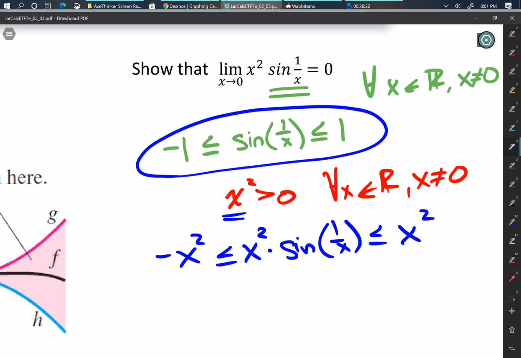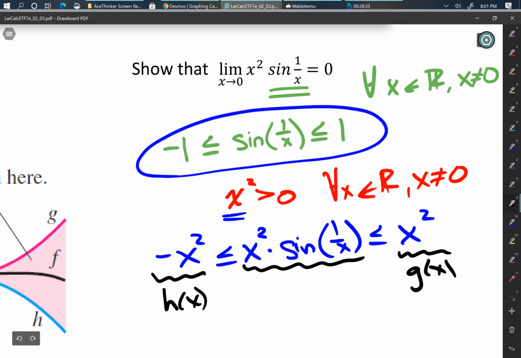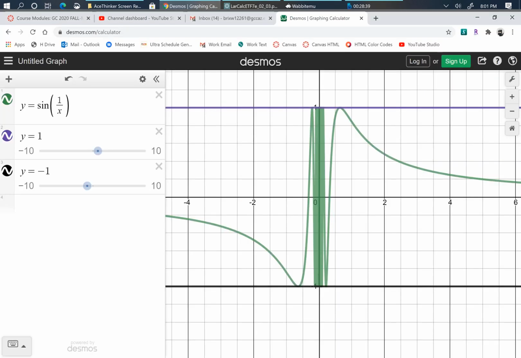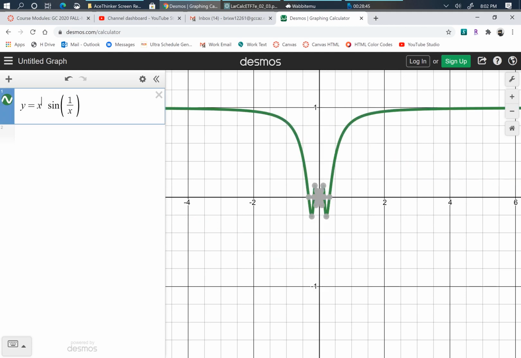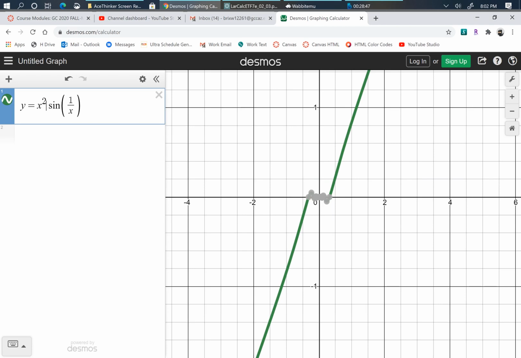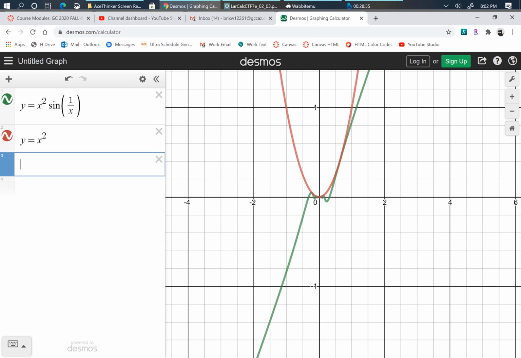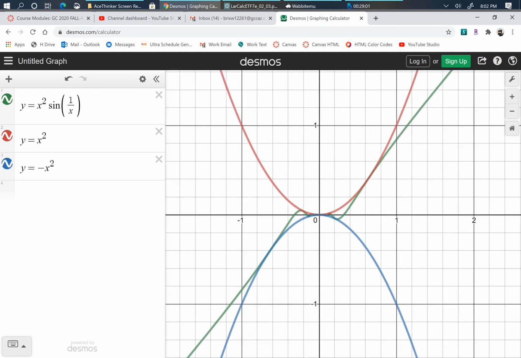Okay? And so what have I found right now? Well, I've found that magical h of x that's always smallest, that magical g of x that's always largest, and our f of x that is trapped in the middle. Again, you could come over here and take a look at this. I'm going to delete these 2 out now, and I'm going to graph x squared times sine of 1 over x. I'm also going to graph y equals x squared. There's the bigger one. And I'm going to graph y equals -x squared. There's the smaller one.